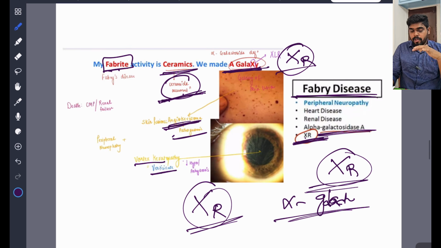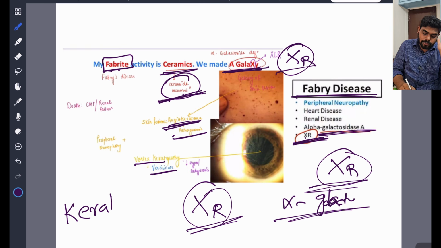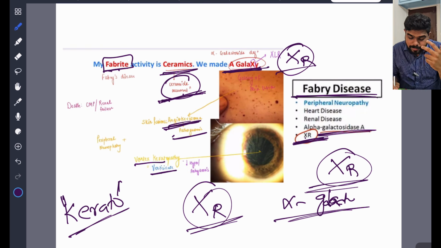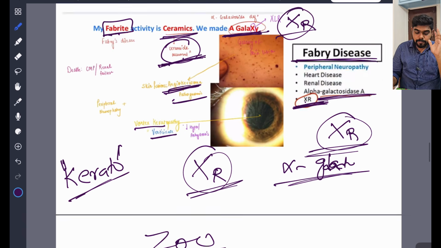When it comes to Fabry's, my favorite, this is ceramide, alpha galactosidase. It is X-linked recessive. This is very important, and ceramide accumulation is there. Okay, clear. And here angiokeratoma and vortex keratopathy. These two are very important. Angiokeratoma, vortex keratopathy, related to kerato. So angiokeratoma and vortex keratopathy. Okay, this is very important.